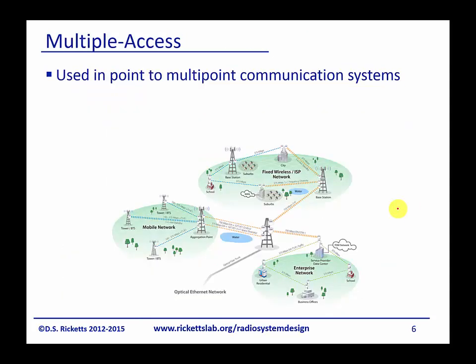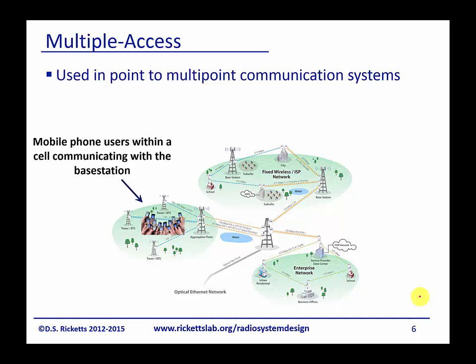Now we're going to move to this concept of multiple access. Duplex was about two systems communicating with one another. Multiple access is about multiple people communicating on the same network, and it's used in point-to-multipoint communication systems. A great example is the mobile network, our cell phone industry. We've got mobile phone users within a single cell area communicating with the base station. You can see here these towers, and they're all trying to talk to all of these phones here.